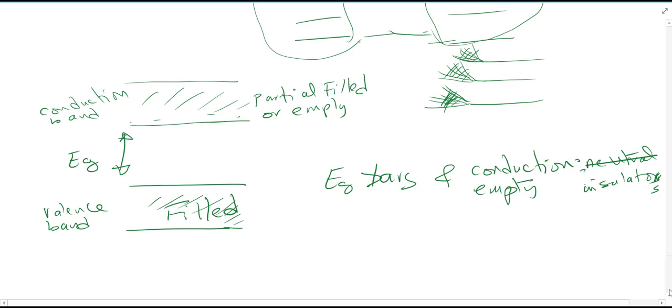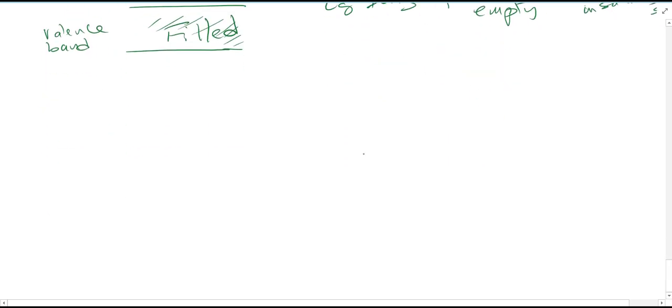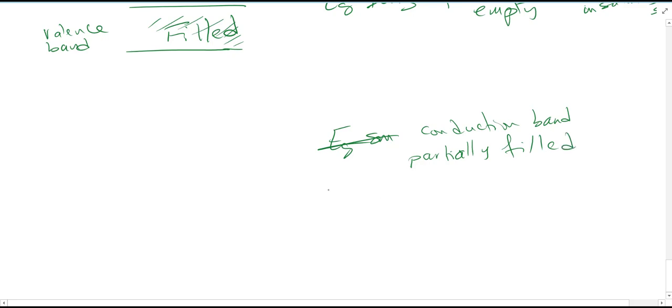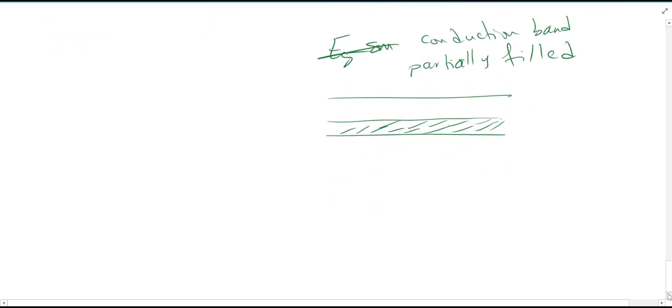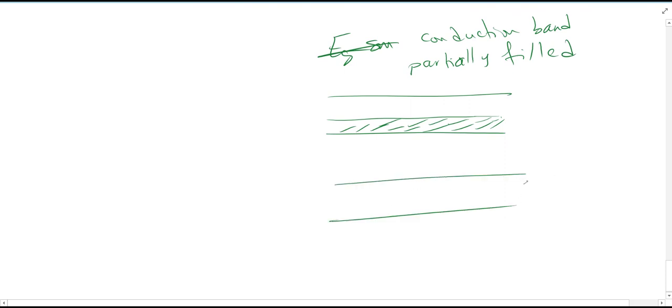Now at the opposite side is when Eg is small, or it doesn't matter, when the conduction band is partially filled. Then in this case you have a conductor, because you have a lot of electrons that are free to move in the conduction band. With a little bit of electric field, these electrons will move. So this is the case of conductors.